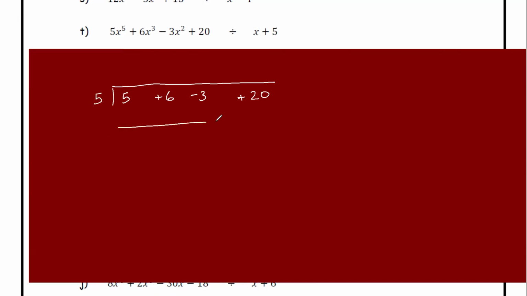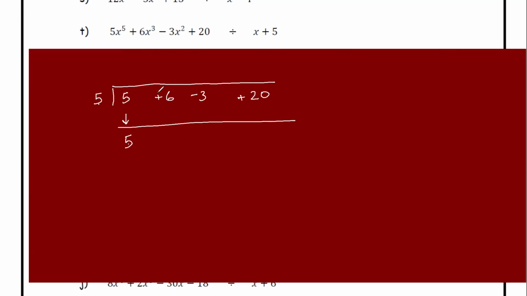And now leave a gap and draw this line. Bring down the 5 out here, okay? Now 5 times 5 is 25. Change the sign. So what I get down here is negative 19, correct? No, my bad.